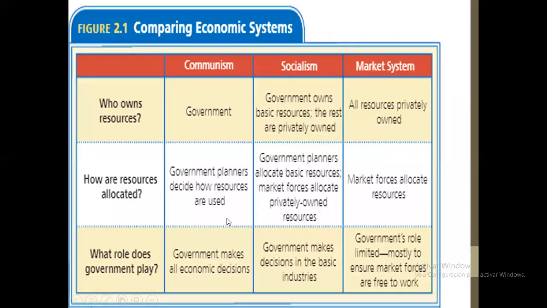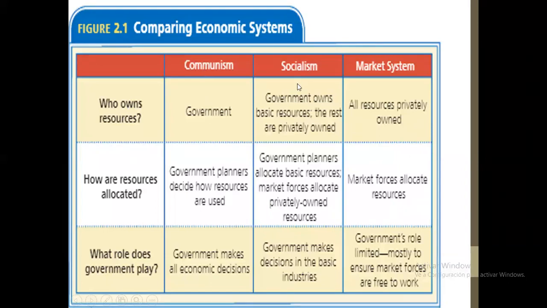Now, over here, there's a chart that compares communism and socialism. You may think these are the same. No, these are not the same. Now, let's see the difference. Who owns resources over here? ¿Quién es el dueño de los recursos aquí? In the communism, it's the government.